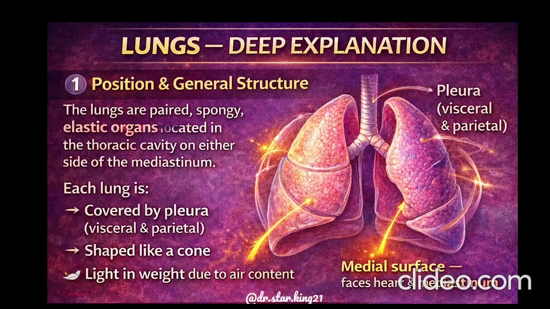Before we understand diseases, gas exchange, or MCQs, we must first see the lungs in your mind. The lungs are paired, spongy, and elastic organs placed inside the thoracic cavity, one on each side of the mediastinum, the central compartment that contains the heart, blood vessels, trachea, and esophagus. So the lungs are placed around the heart, not above or below it, so oxygenated blood can be delivered immediately and efficiently to the heart after gas exchange.